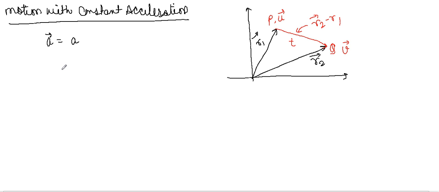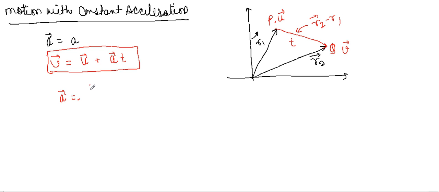The first equation is v equals u plus at. V is the final velocity, u is the initial velocity, t is the time, and a is the acceleration. Where does it come from? As we know, acceleration is the rate of change of velocity, so a equals v minus u by t. So v minus u equals at, and v equals u plus at.